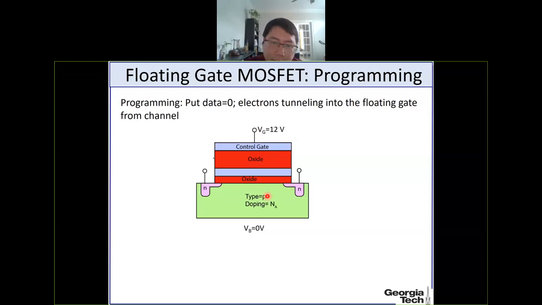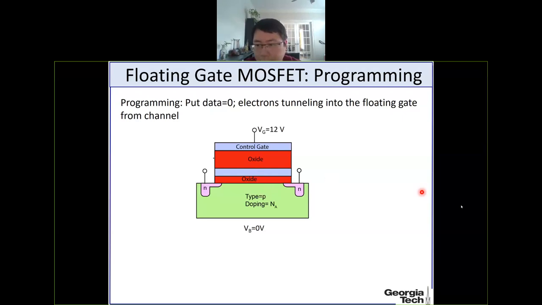This is to inject the electrons to the floating gate, because normally the oxide is an insulator, right? You cannot pass current through the oxide. That means electrons cannot go through. But at a very large voltage, especially when the oxide is very thin, like a few nanometers, we can have a quantum phenomenon called tunneling. So the electrons can tunnel through this oxide barrier.